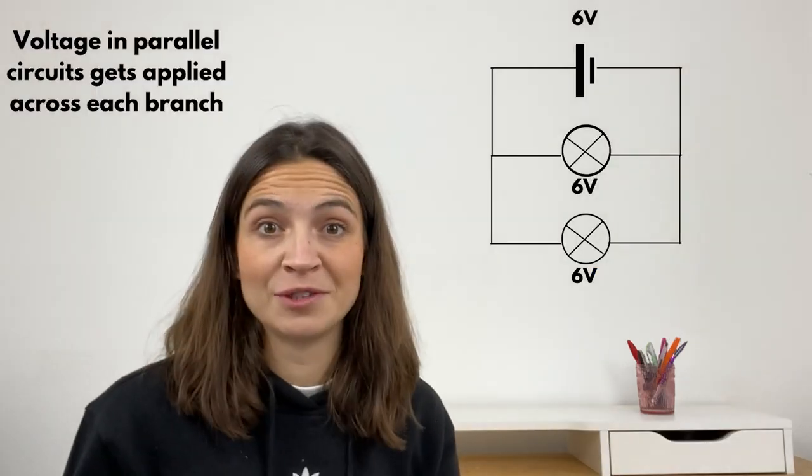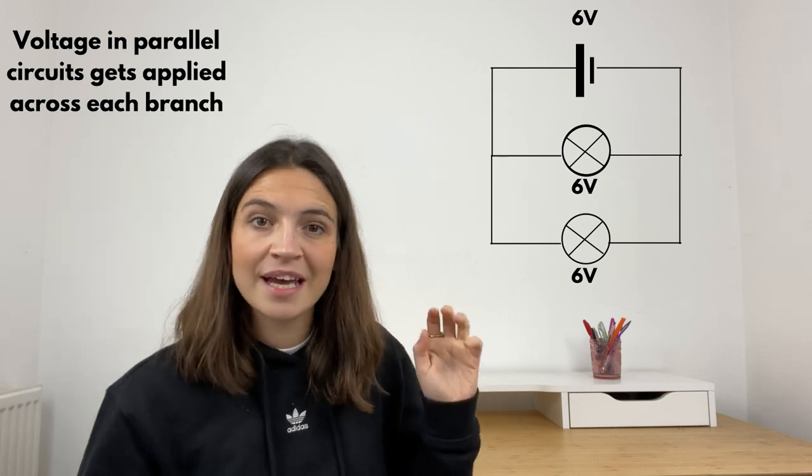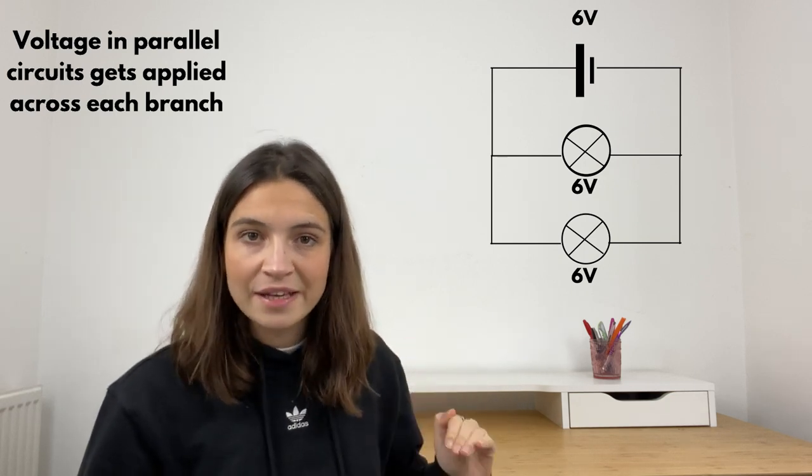So here's my golden rule. In parallel, the voltage from the supply gets applied across each branch. Okay, brilliant, thanks. Well, that was easy. Not so fast. What if you have a circuit like this?